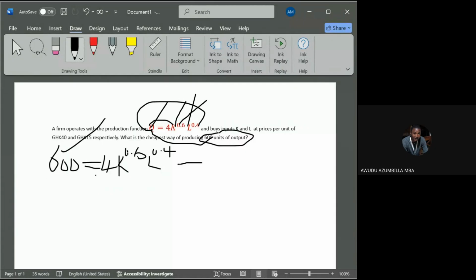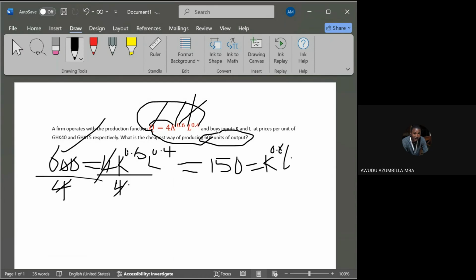So what we are going to do here is make L the subject. Before that, let's divide both sides by 4 so that the 4 will go away. So we divide here by 4, and we also divide here by 4, so this 4 will cancel this 4, and 600 divided by 4 gives 150. So we are now going to have 150 is equal to our capital K to the power 0.6 and our labor L to the power 0.4.